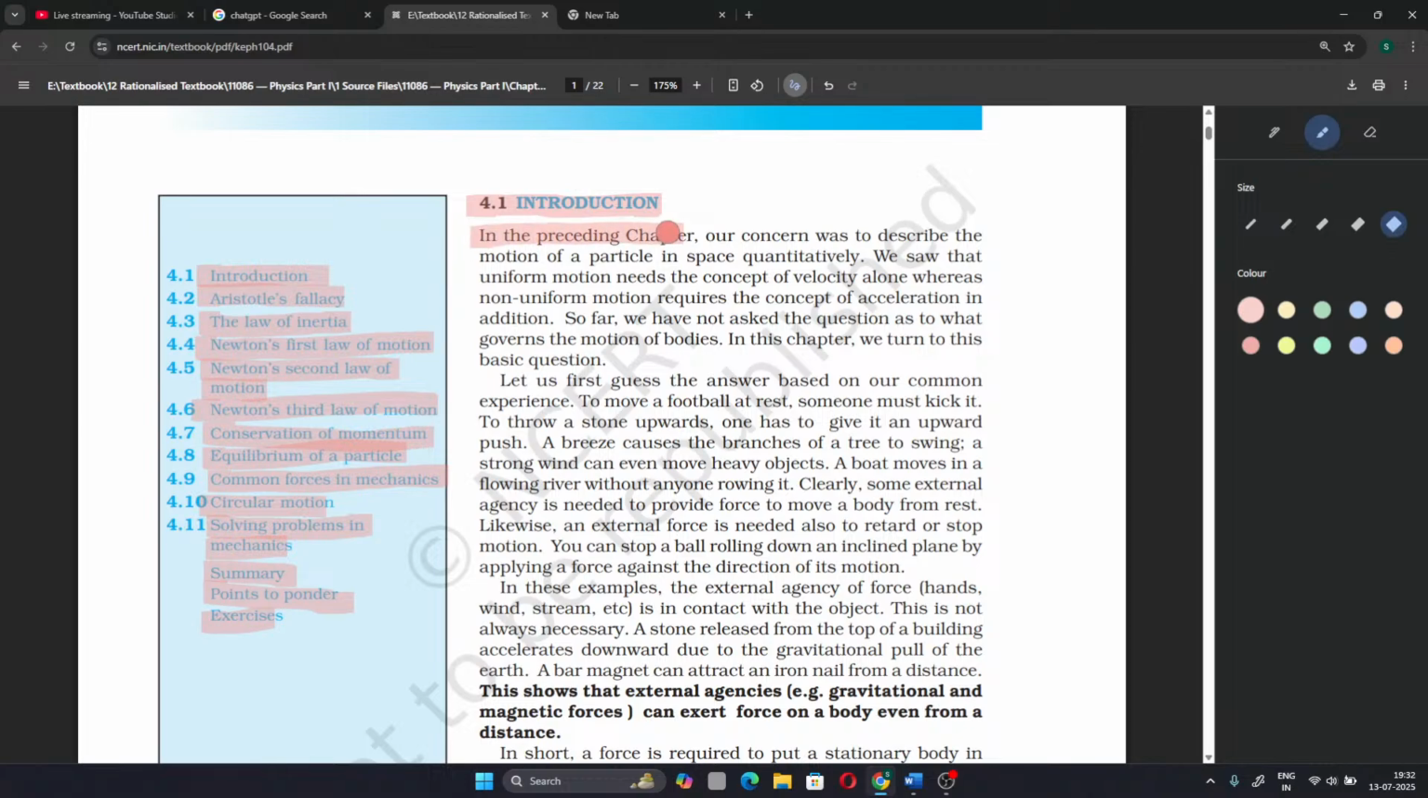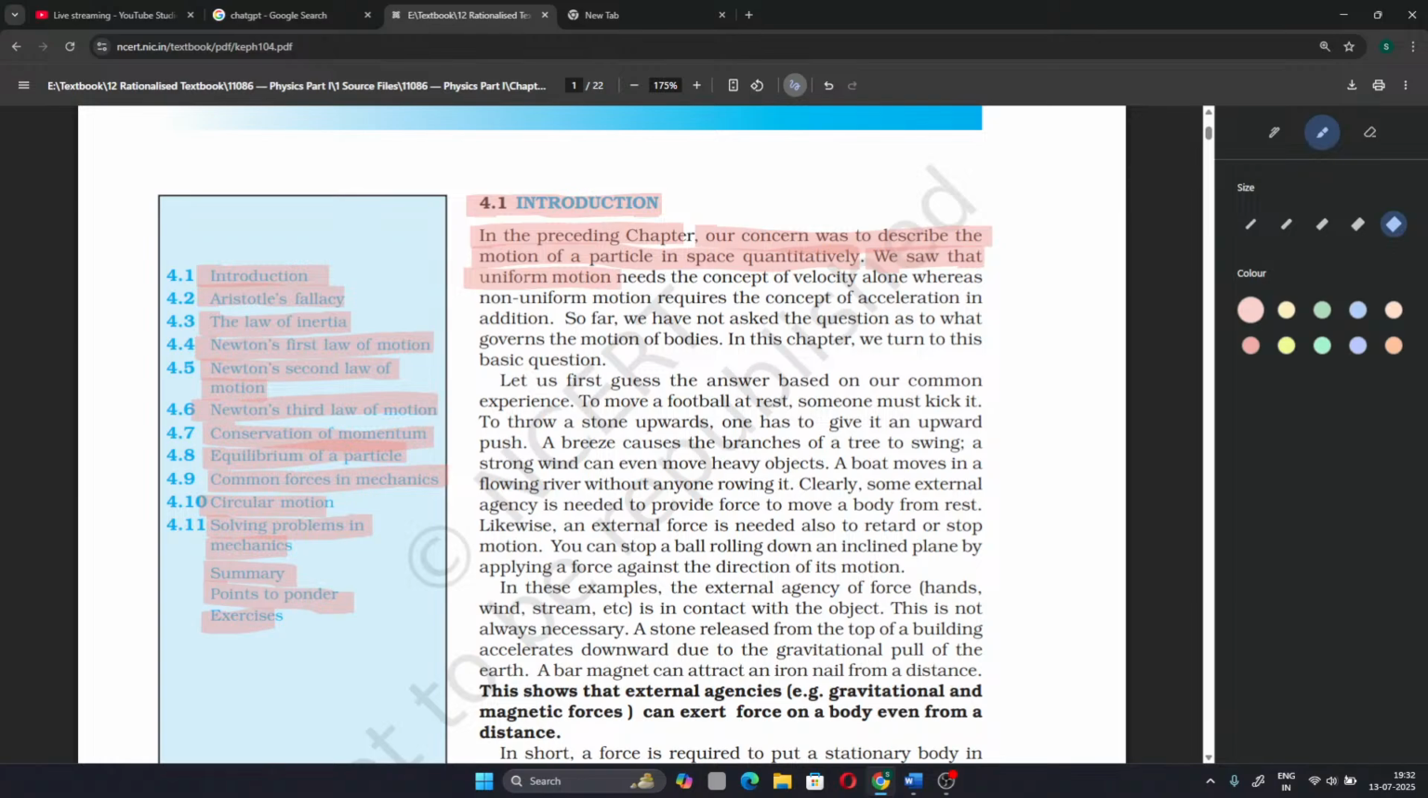In the preceding chapter, basically kinematics, our concern was to describe the motion of a particle in space quantitatively. What we did in our preceding chapters was describe the moving of a particle in free, three-dimensional space quantitatively, meaning in terms of magnitude, in terms of how fast or how slow it is moving. Basically, that is what it means.